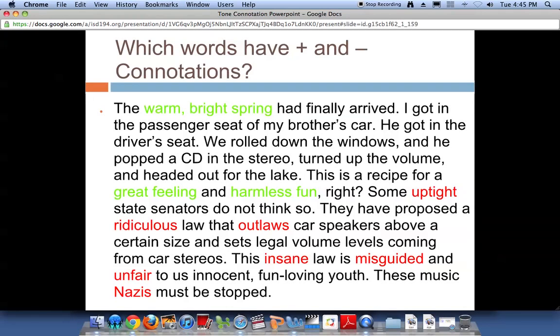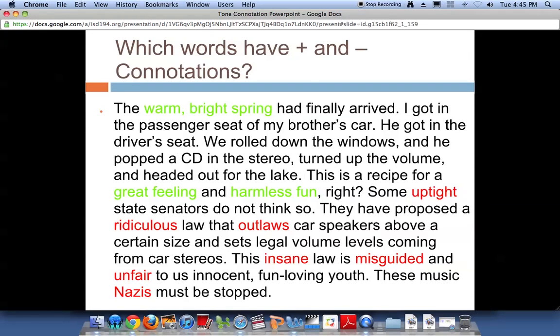This passage is also interesting because we have this very clear marker of where the tone changes. When we look at that line that begins, "This is a recipe for a great feeling and harmless fun," right? The author throws in this rhetorical question, the word right, and it is at this moment that we see the significant shift in tone. Now, as you can see, I'm starting to use the tone quite a bit more now.